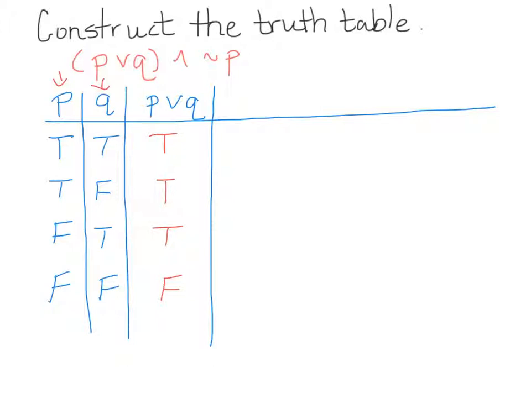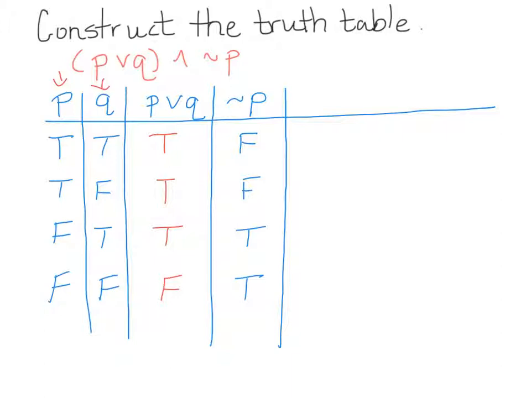All right, then we need to create a not P column. Well, we know the negation means to take the opposite. So let's look at the P column. If you look at the P column, you'll see you have true for P. If we do not P, then that's going to be false, right? Not true is false. Not false is true.